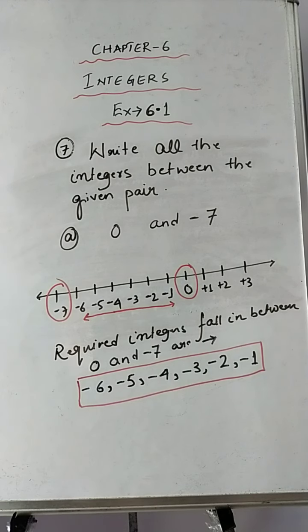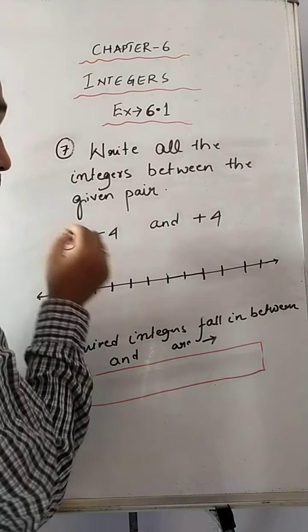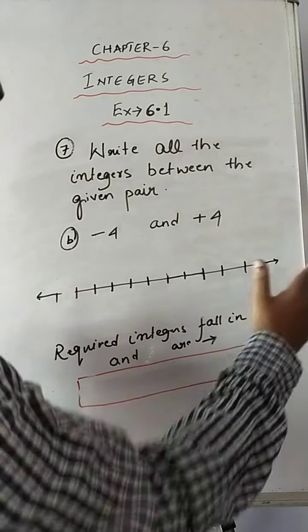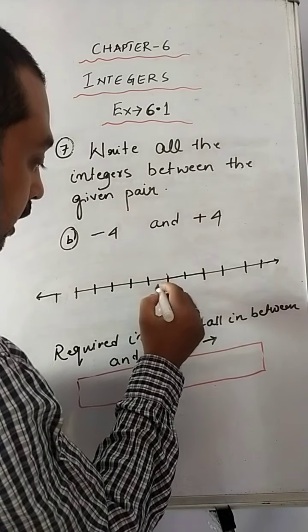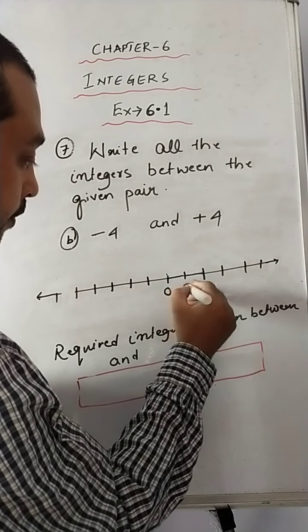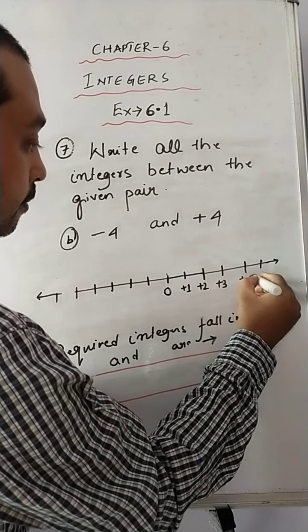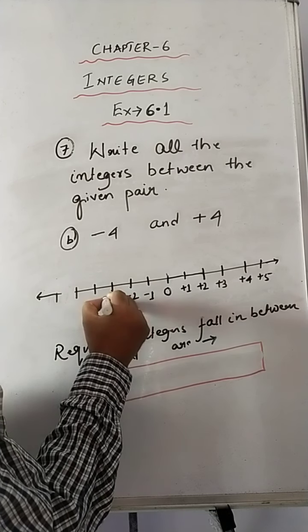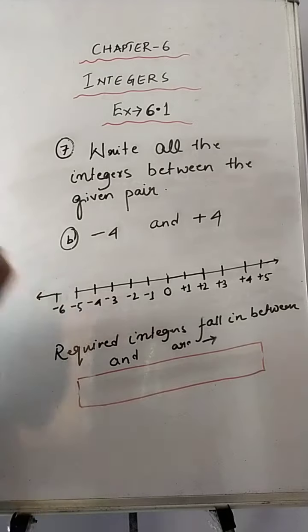Okay students, now let's move on to sum number B. Sum number B, we have to write all the integers between minus 4 and plus 4. Okay, so let me just draw this number line and it will be easier for all of you to understand. That is 0, plus 1, plus 2, plus 3, plus 4, plus 5, minus 1, minus 2, minus 3, minus 4, minus 5 and minus 6.